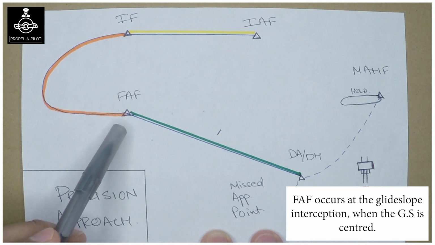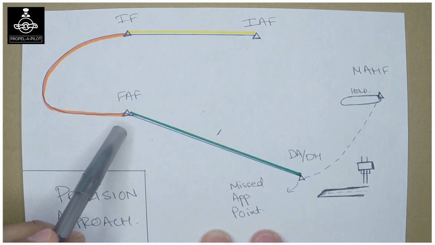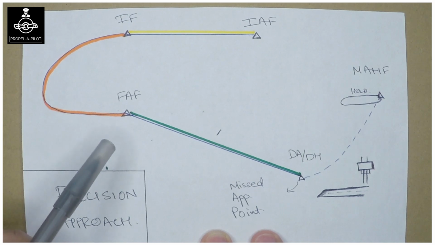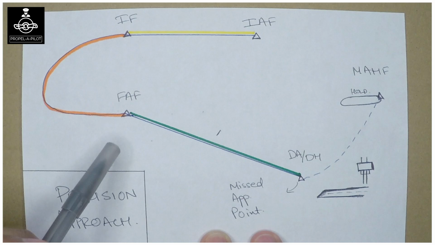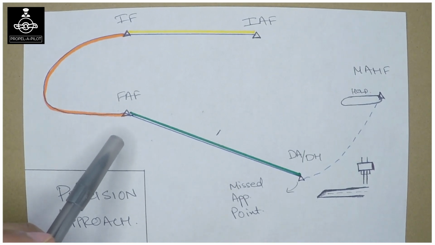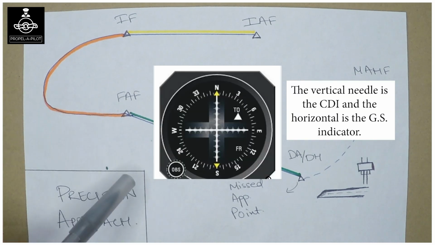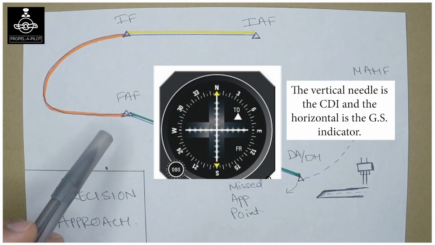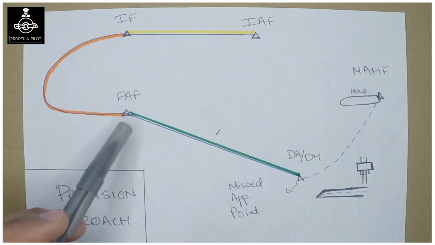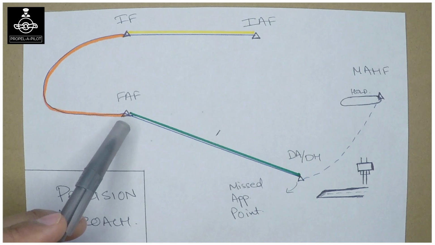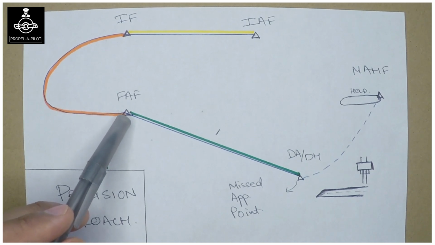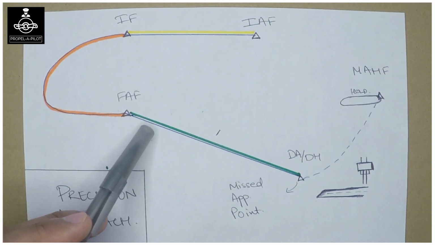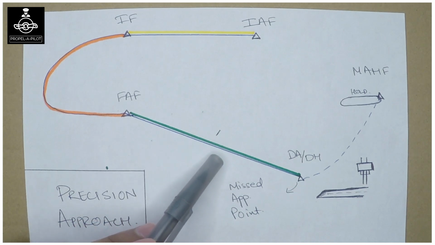So from the previous video, you remember that the difference between a precision and a non-precision approach is that of a vertical guidance. That vertical guidance presents itself in the form of a glide slope. That glide slope has to be intercepted like this. The CDI and the glide slope needle should come to center, that is called glide slope intersection. The final approach fix occurs at the glide slope intersection. Using that glide slope, you start descending down towards your runway.